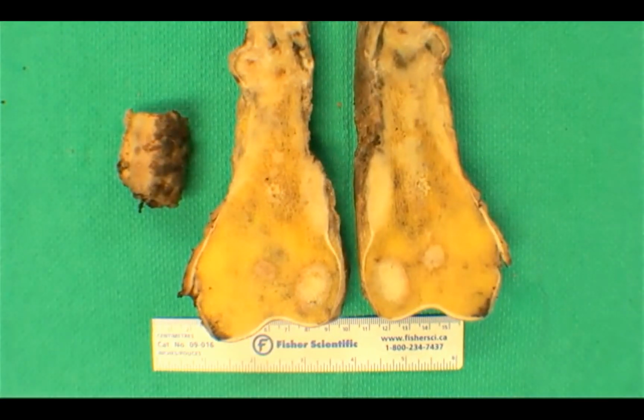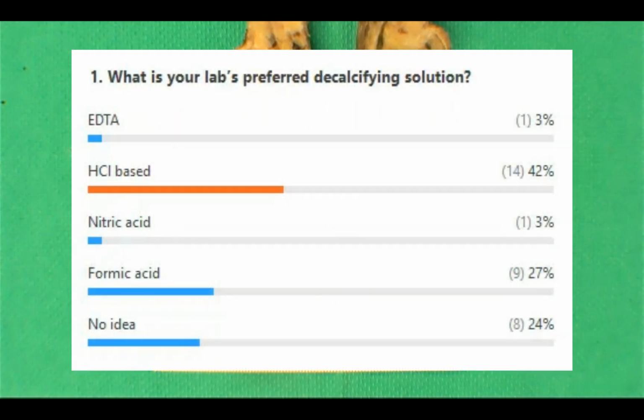So I think I'd like to throw up the next poll question, and this is just to get a sense of what is happening in the community with regards to your decalcification practices. What is your lab's preferred decalcifying solution? Is it EDTA, HCl, nitric acid, formic acid? No idea. If it's not represented, then you can also throw it in the chat as well.